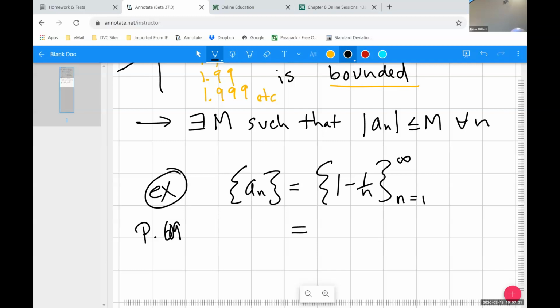So in this case, if we wanted to write out the first few terms here, if I plug in n is a 1, I get 1 minus 1 over 1, which is 1 minus 1, which is 0. When I plug in n is a 2, I get 1 minus a half, which is a half. When I plug in n is a 3, I get 1 minus a third, which is 2/3. When I plug in n is a 4, I get 1 minus a fourth, which is 3/4, etc.